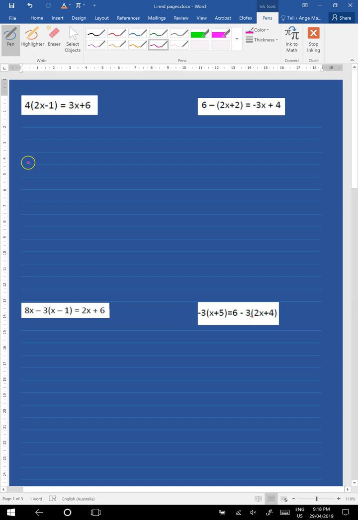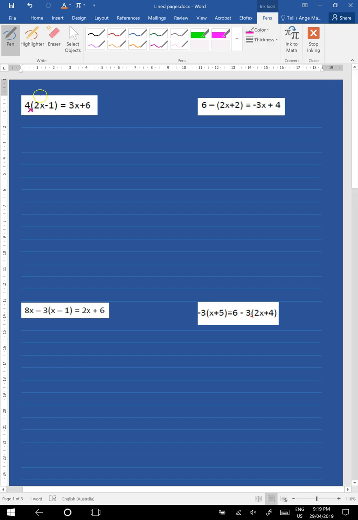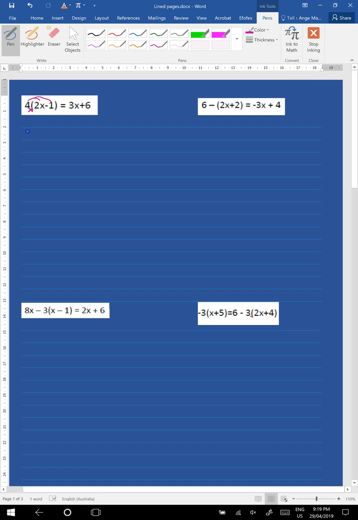Now the first thing that we want to do here is get rid of this bracket. We know, or we should know, that there is actually a times in between that 4 and the bracket. So in order to expand it, we are going to multiply everything in that bracket by the 4. So 4 times 2x, 4 lots of 2x. Hopefully you know that that is 8x.